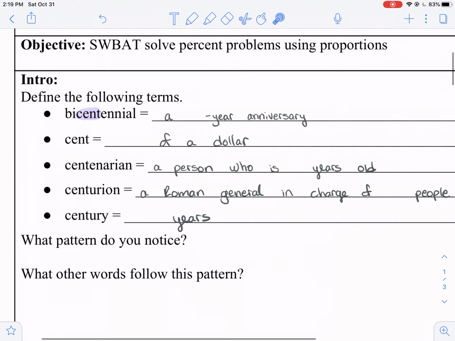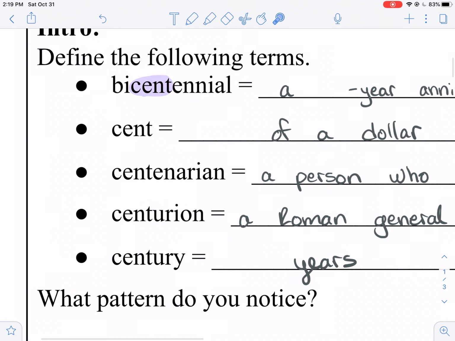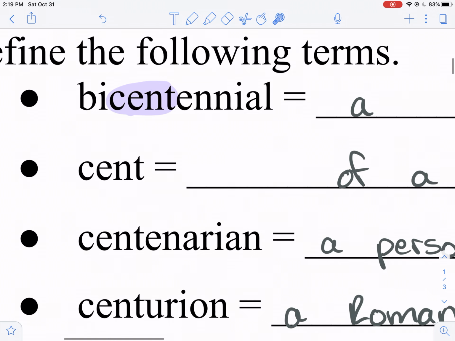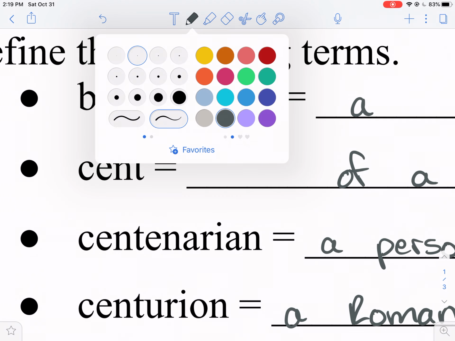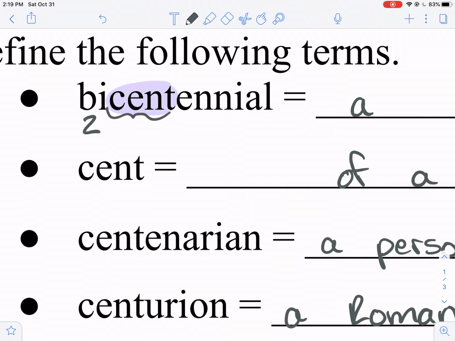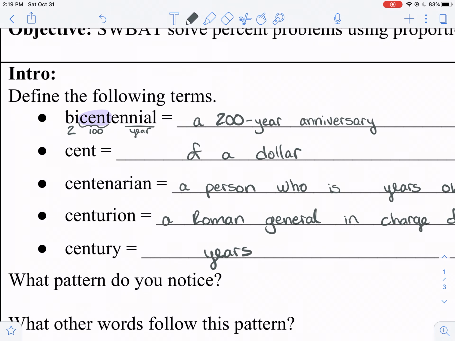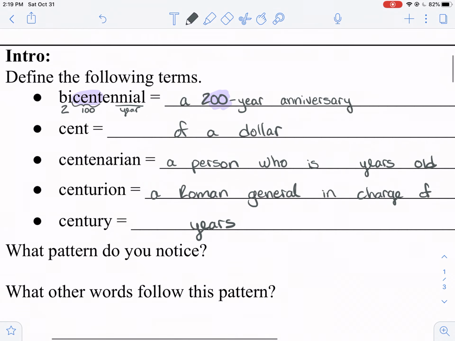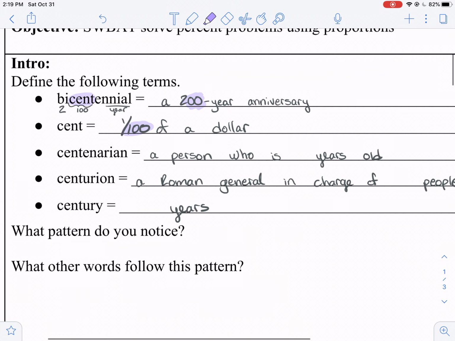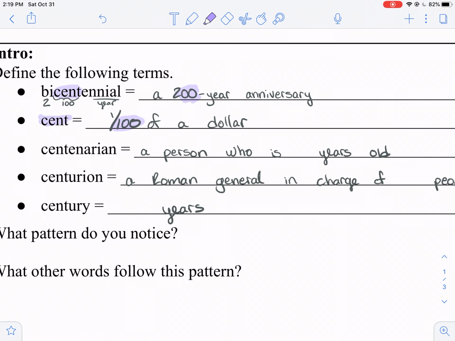But before we get into the shortcuts, let's look at some words and find what they have in common. So here we've got bicentennial, and if we break this up, bi means 2, cent means 100, and a bicentennial is a 200-year anniversary. So if you represent like the 200th year of a country, for example. A cent is 1/100th of a dollar, because there are 100 cents in a dollar. A centenarian is someone who is 100 years old.